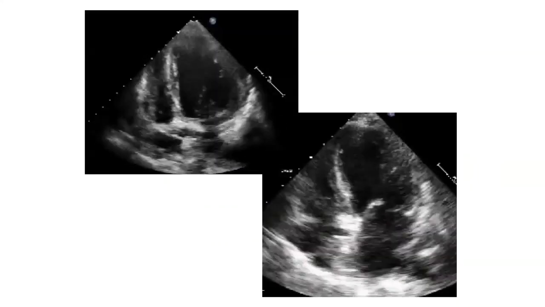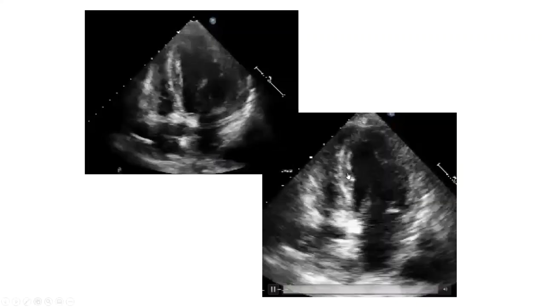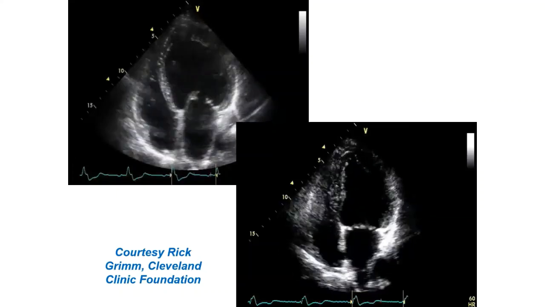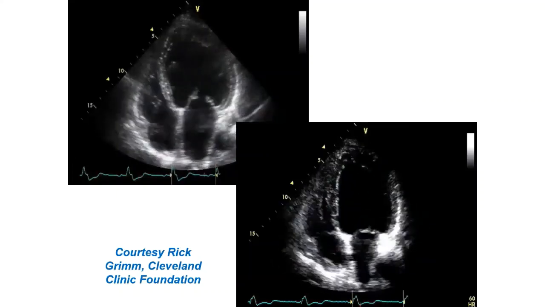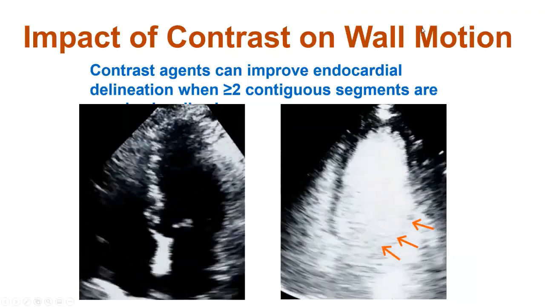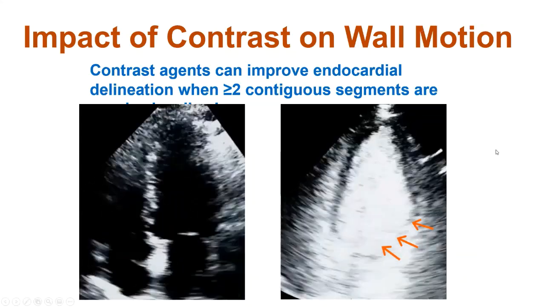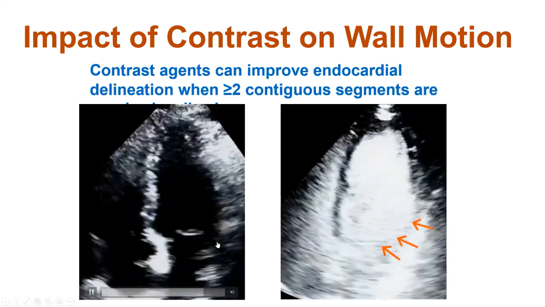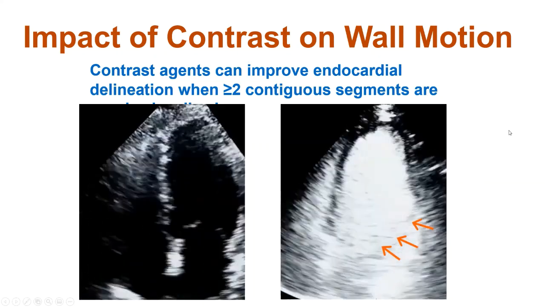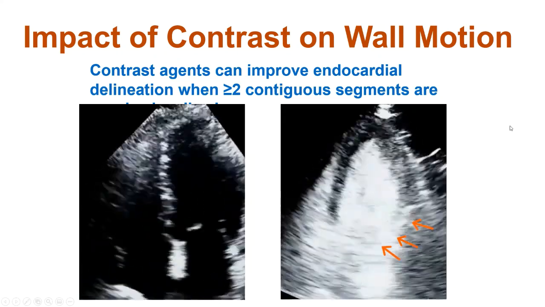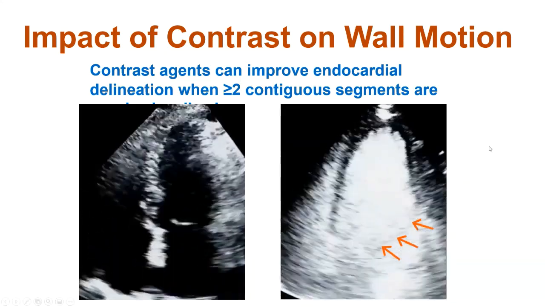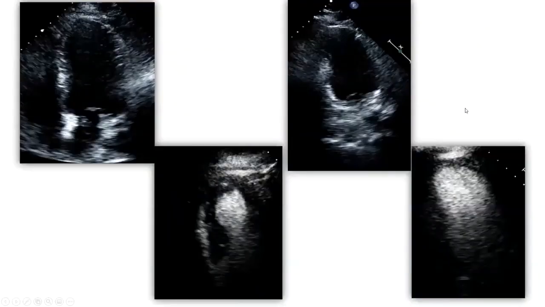So here are a couple of other examples of left bundle branch block before and after CRT. This one was given to me by Rick Grimm many years ago, and I think to date is one of the best examples of left bundle branch block before and after CRT. Contrast is useful because of lateral wall dropout, and we recommend in evaluating left ventricular systolic function, if you have more than two contiguous segments poorly defined, use contrast, and it can certainly help with detecting regional wall motion abnormalities.